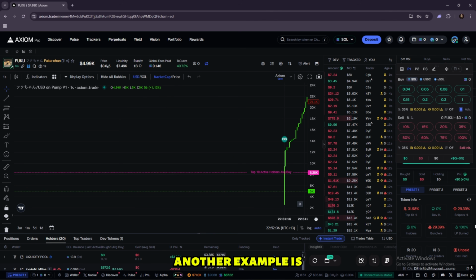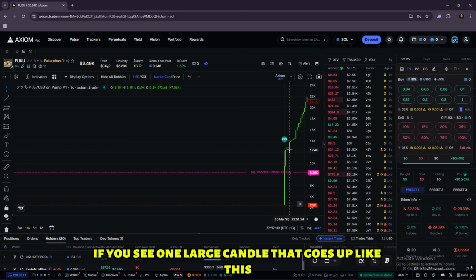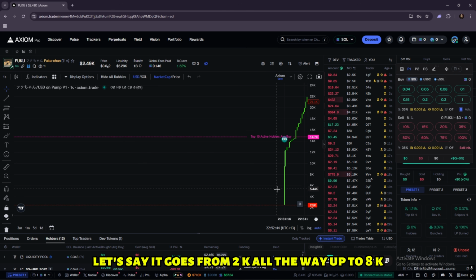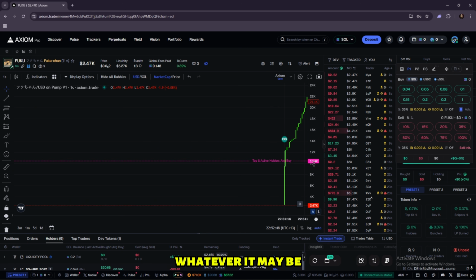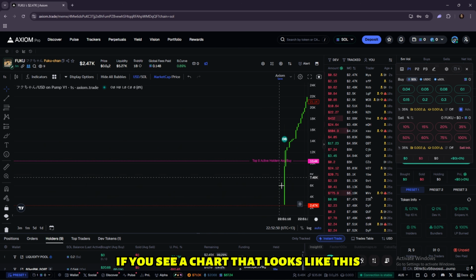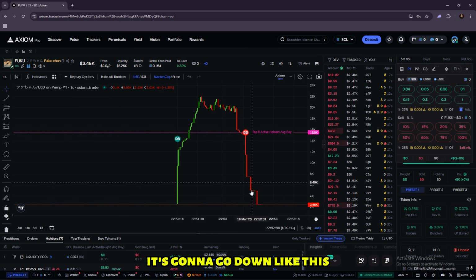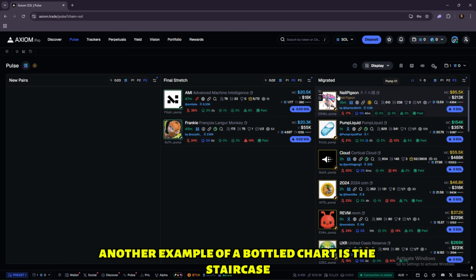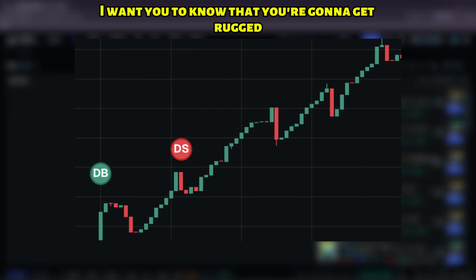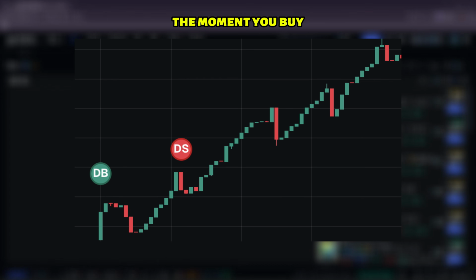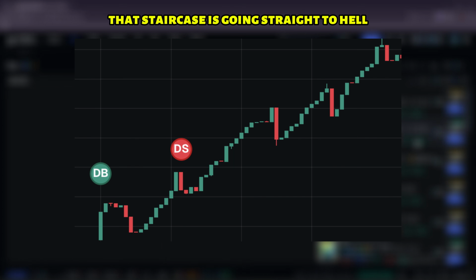Now, another example is if you see one large candle that goes up like this, right? Let's say it goes from 2k all the way up to 8k, 10k, 12k, whatever it may be. If you see a chart that looks like this, you know what's going to happen when you buy? It's going to go down like this. Another example of a botted chart is the staircase pattern. So if your chart looks like this, I want you to know that you're going to get rugged. The moment you buy, that staircase is going straight to hell and you're going to lose all your money.